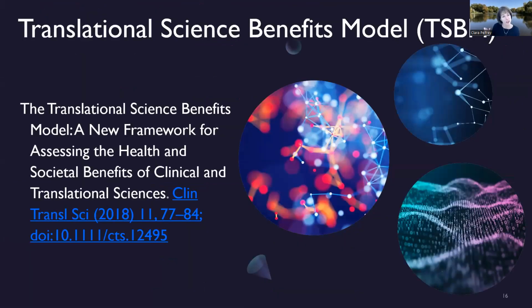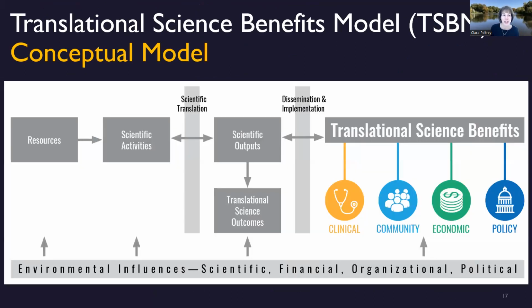So now I'm going to switch gears slightly once more and talk about the translational science benefits model. This is a new framework for assessing health and societal benefits of clinical and translational sciences, and it came out of the researchers at Washington University. Their conceptual model is you put in resources, you do your research activities, and eventually you translate and get scientific outputs such as publications and grants. And then if you take it even further and disseminate and implement into the real world, get it out of the hospitals and into the clinics, get it out into the public health arena, then you have benefits that can really be called societal benefits.